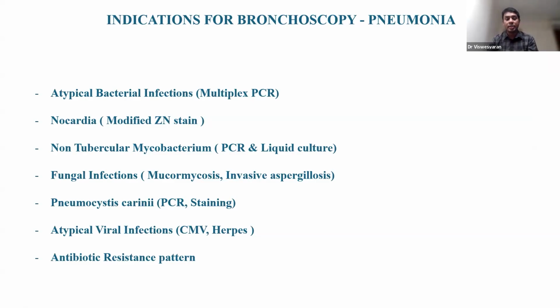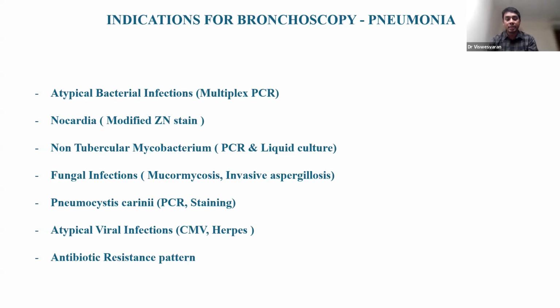And even in certain cases of bronchiectasis where you want to identify a non-tubercular mycobacterium, you can use the PCR and the liquid culture to identify these. And the most important thing is the identification of fungal infections, especially mucormycosis or invasive aspergillosis; your bronchoscopy plays a primary role.